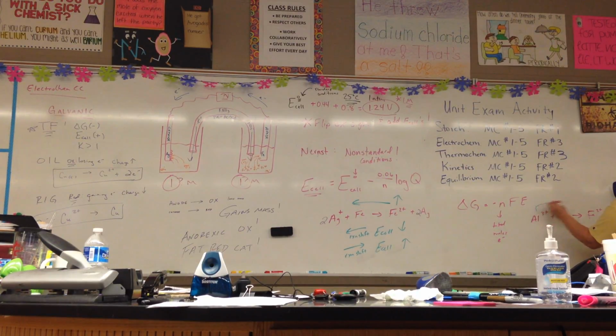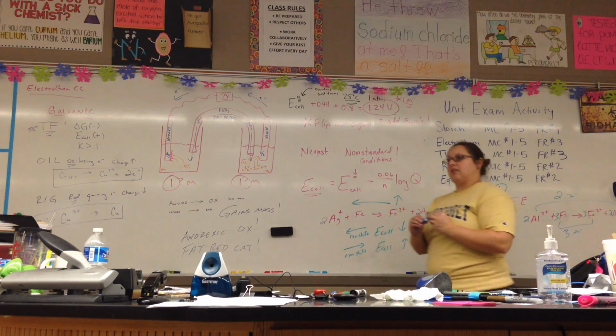So we have 3 electrons here. We have 2 electrons here, right? Now those are not balanced, right? So what do we have to do to balance them? Multiply by 2, and multiply by 3. So what would I plug in right here? 6, exactly. Okay, so don't forget how to do that.